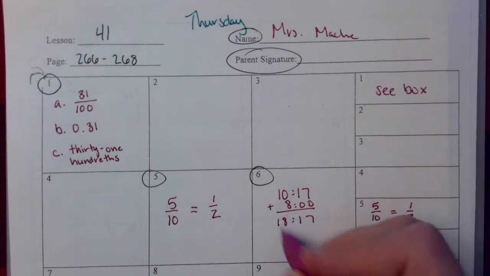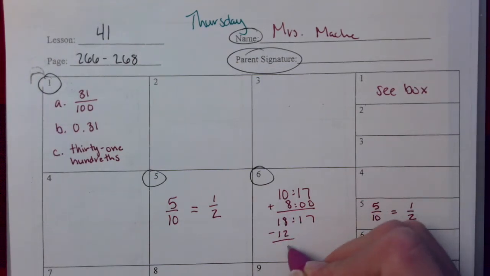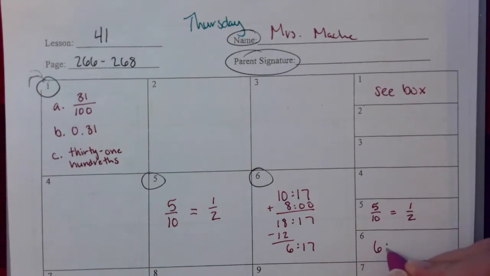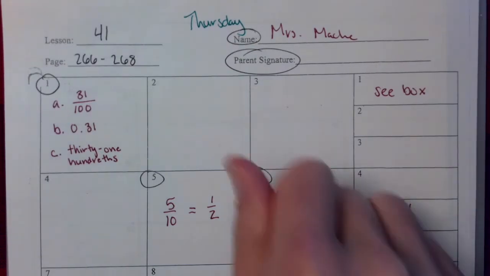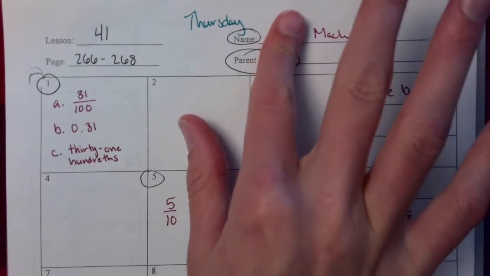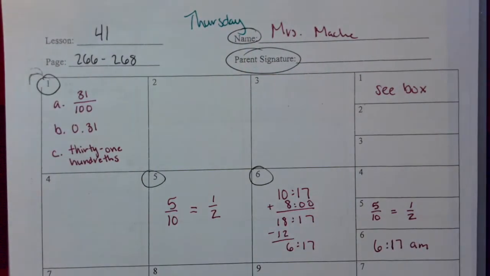Well, anytime you cross the 12, you subtract 12. So it really would be 6:17 a.m. Now we can also count. So 10, 11, 12, 1, 2, 3, 4, 5, 6, 17. All right, so you can just get the same answer if you count it on your fingers.